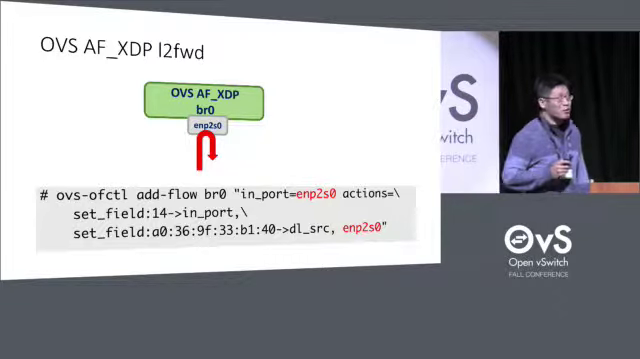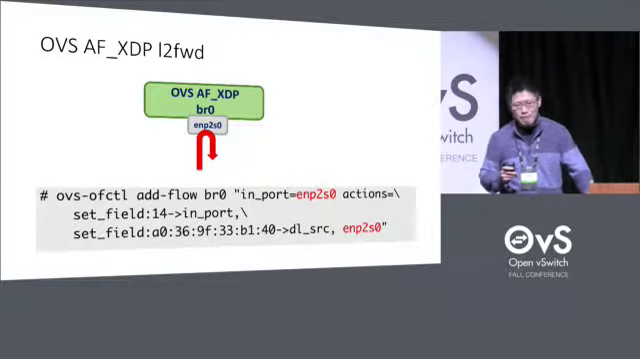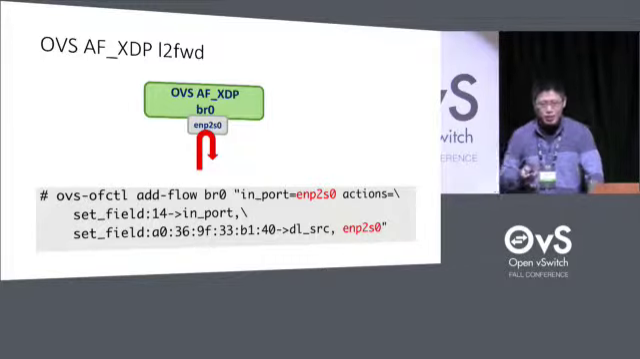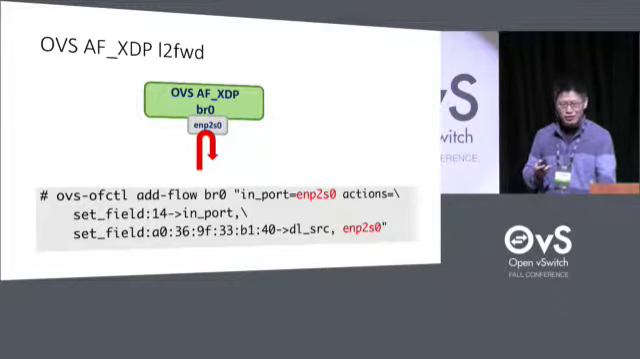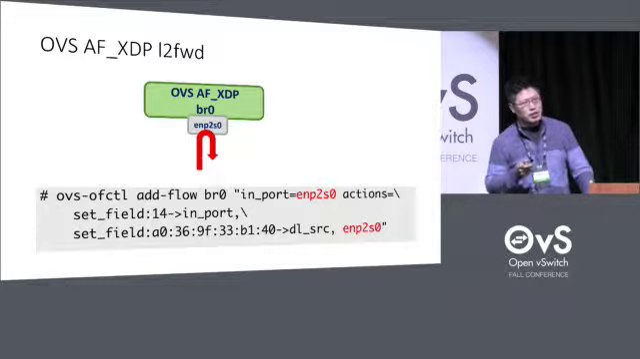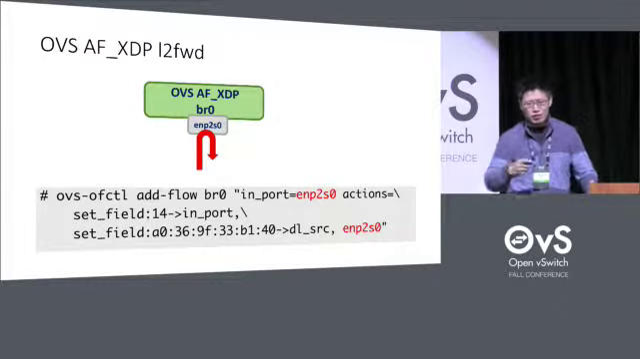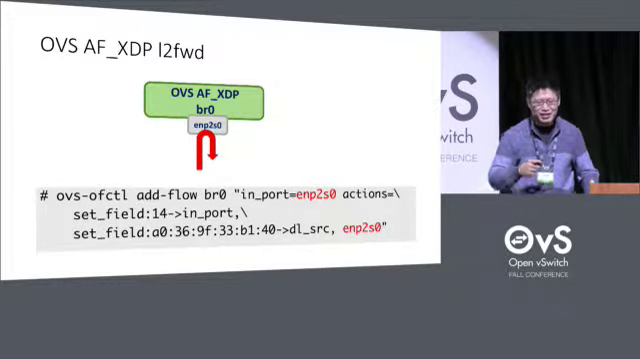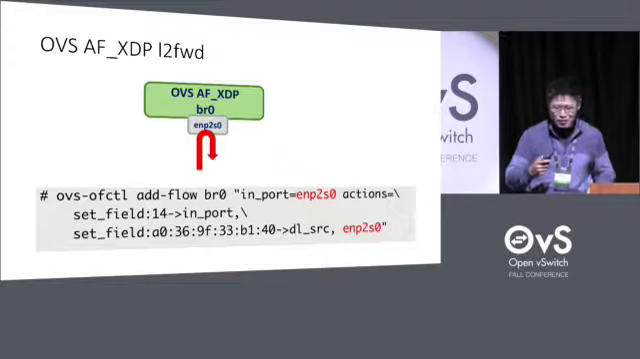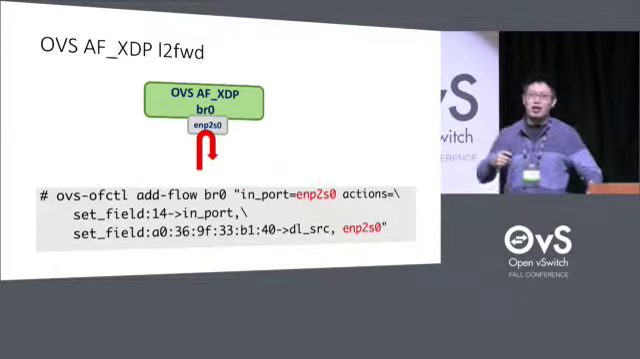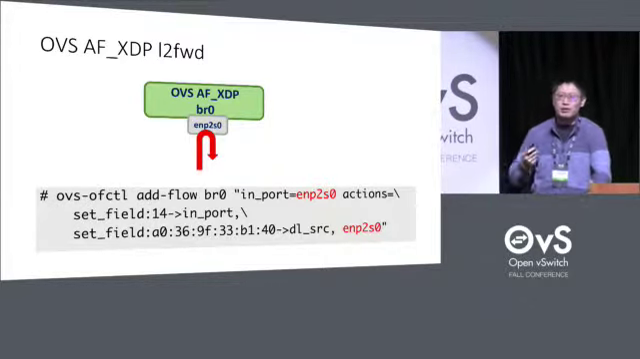So the next experiment is to do L2 forward. So it's simple. It's similar, but this time we do a different flow. So we say in_port equals to this enp2s0, but for actions we say, okay, change the input port to another number, and then change its source MAC address, and then output to the same port as it received.